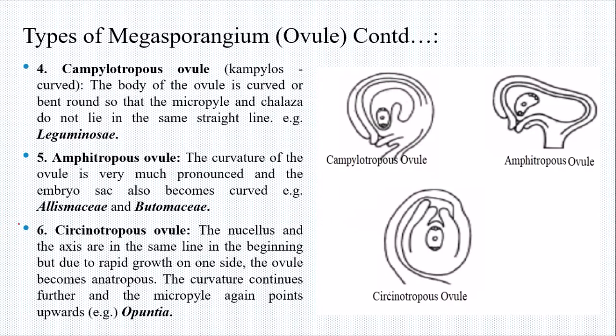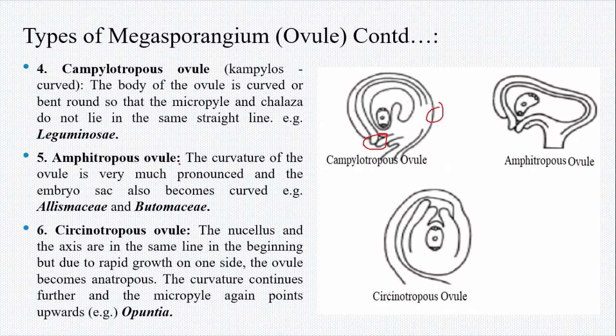Fourth type of ovule is the campylotropous ovule. Campylo, as the word suggests, means curved. So the body of ovule in a campylotropous ovule is curved or bent round, so that the micropyle and the chalaza do not lie in the same straight line. Here you will see the micropyle and here will be the chalaza, so they are not in a straight line. They will be somewhat curved. And such type of ovules are found in leguminosae.